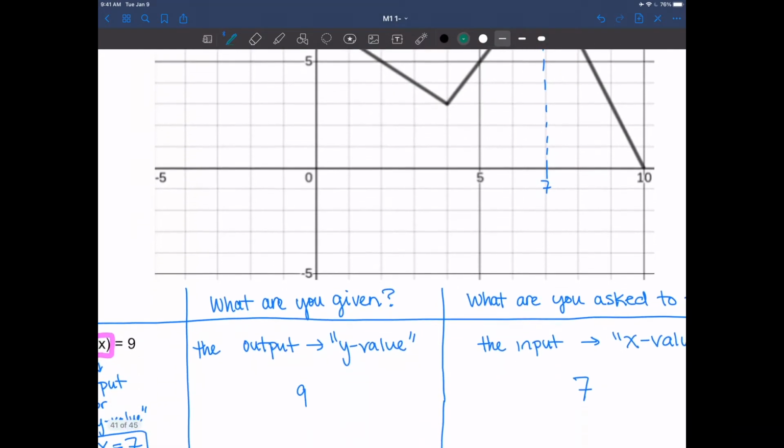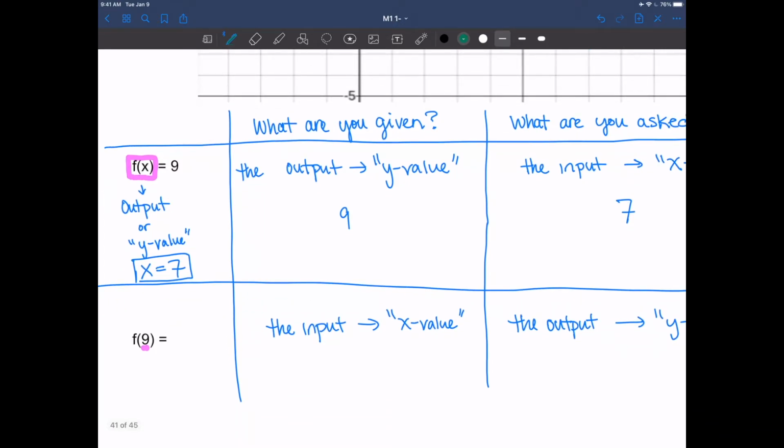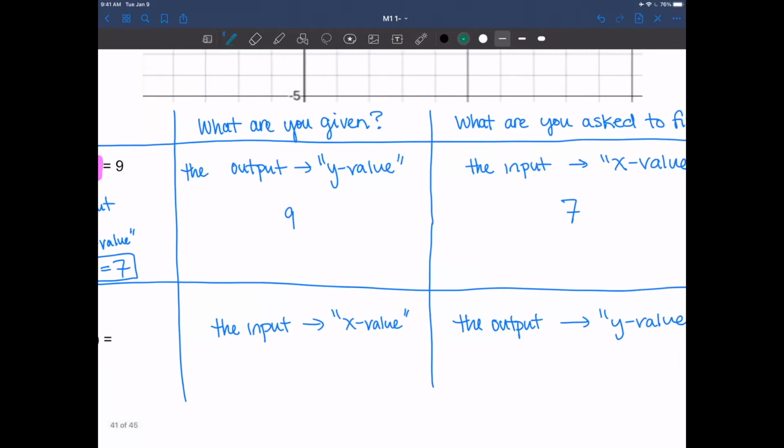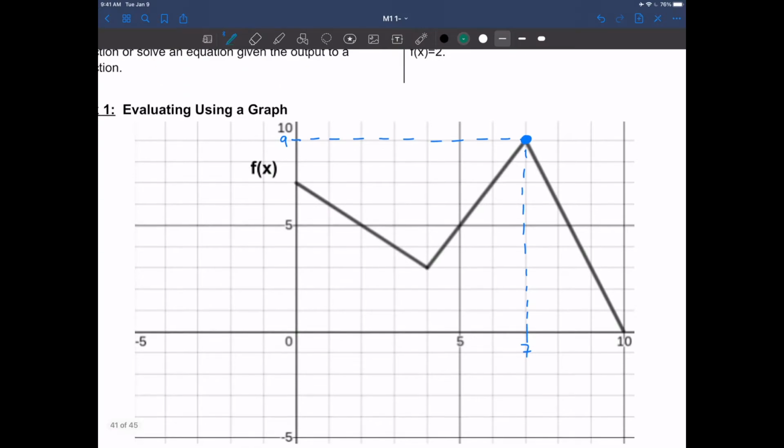And now let's find f of 9. This time we're given the input, which is the x value, and we want to find the output, which is the y value, and you're probably more familiar with this one. Okay, so this time I'm going to go to x equals 9, and I'm going to move up until it hits my graph.